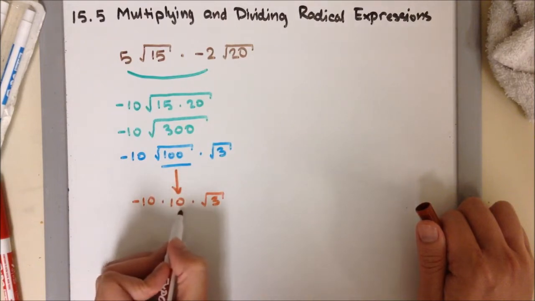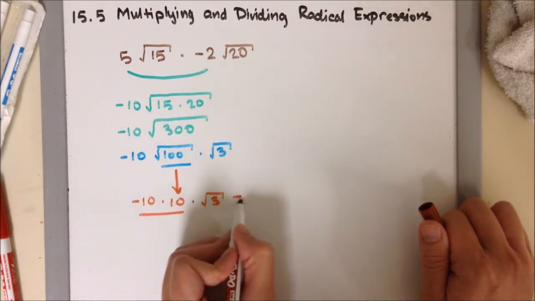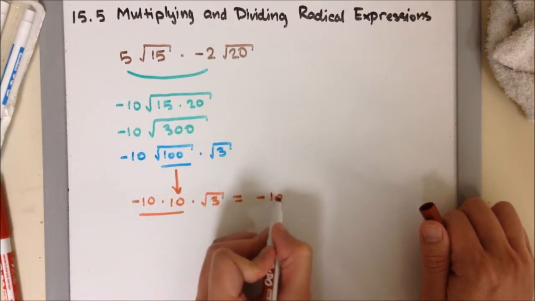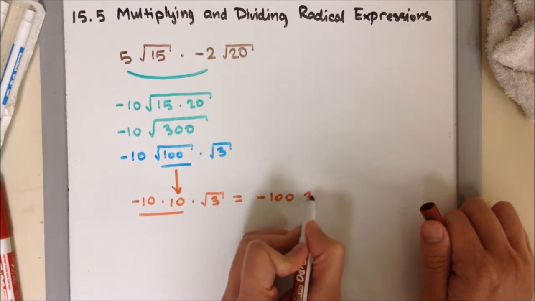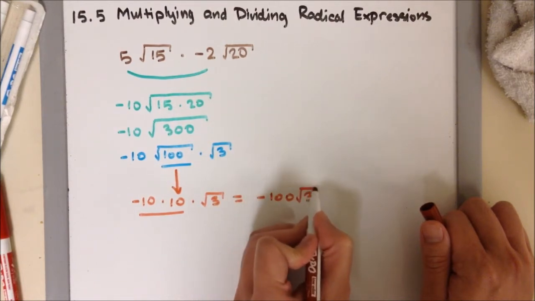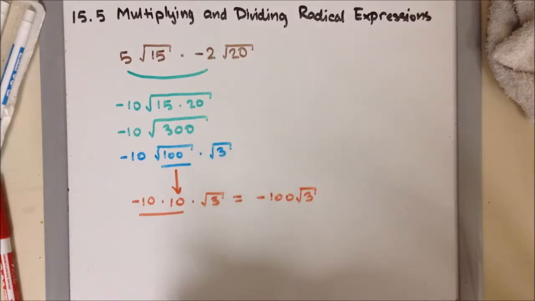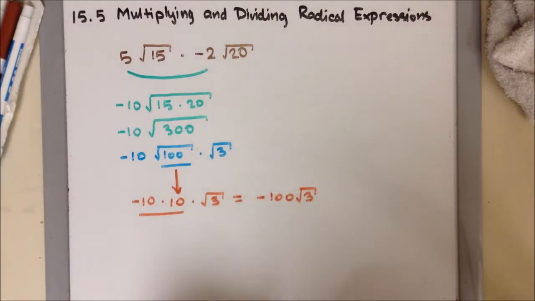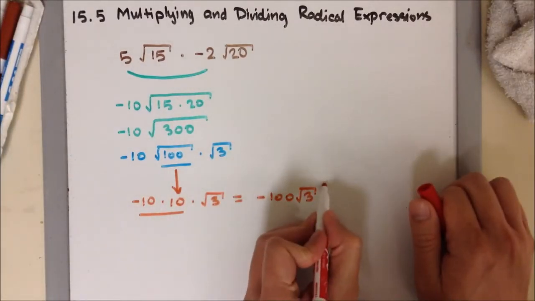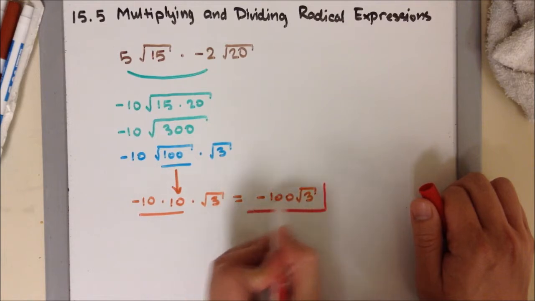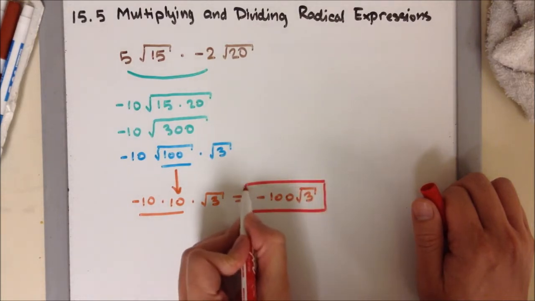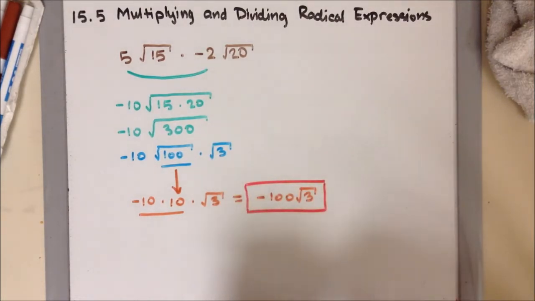So I'm going to multiply negative 10 with 10. That will be negative 100, and then bring the square root of 3. That will be my final answer. Let me box that up. So again, my final answer is negative 100 square root of 3.